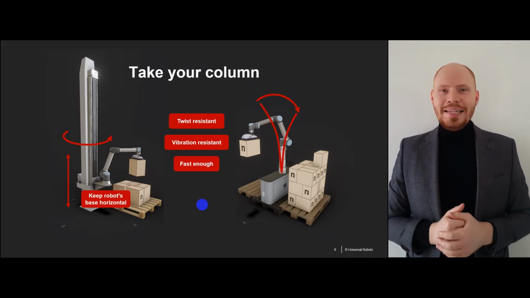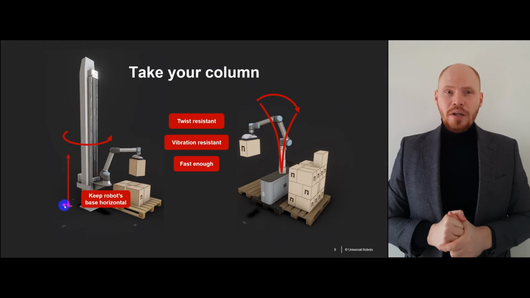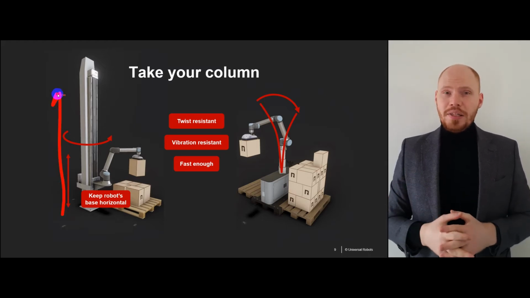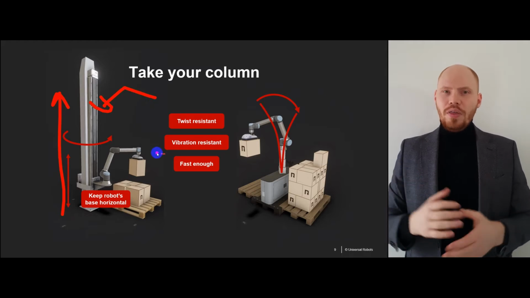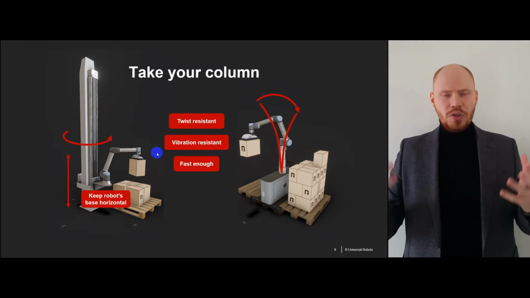The last but not least is column speed. It plays a vital role in determining cycle time for tall pallets, as usually the column is much slower than a robot and total cycle time goes up.